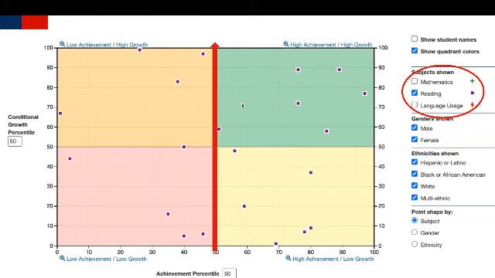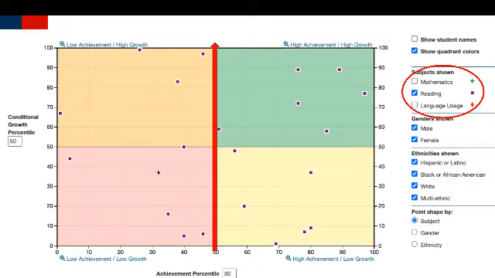The vertical line represents achievement level. So this right here is the 50th percentile. This is average achievement. Students to the right of this vertical line are achieving at a higher than 50th percentile level, higher than average. Students that are below the 50th percentile line are achieving below average, below the 50th percentile.